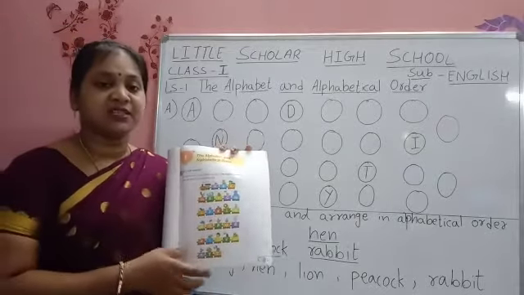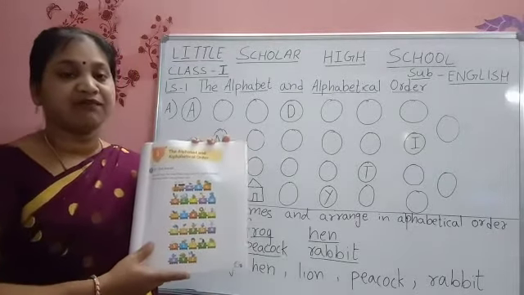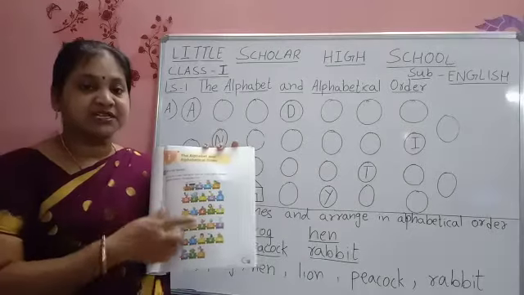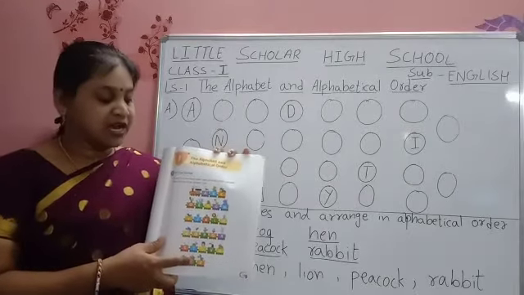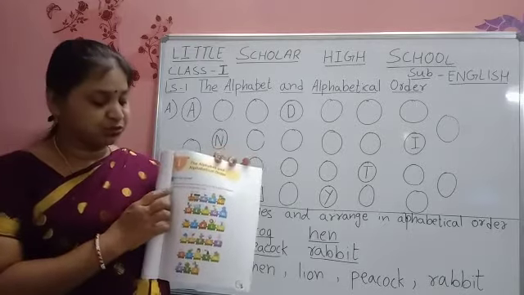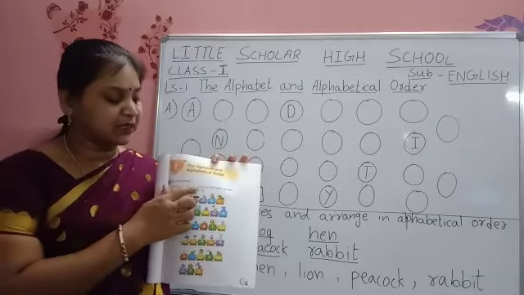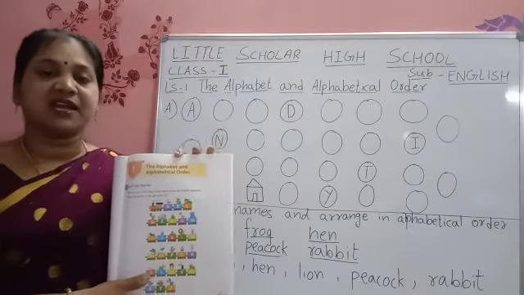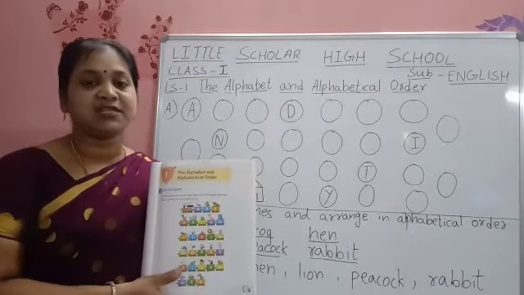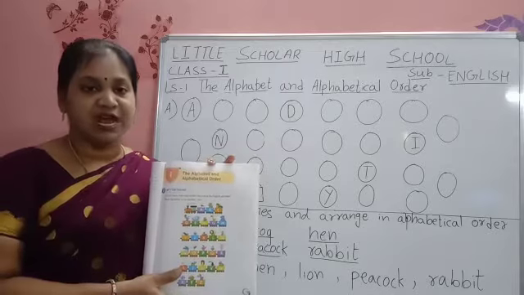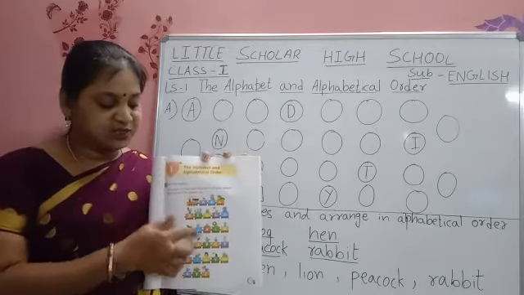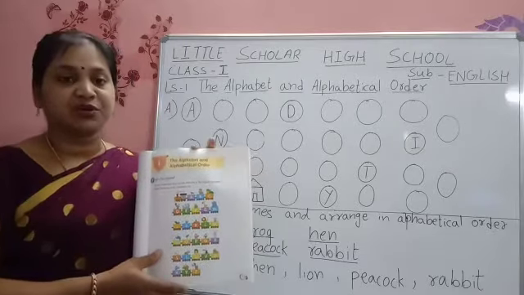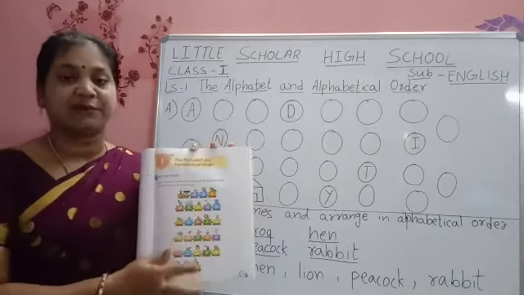What can you see in this, children? Yes, you can see alphabets written on a train. This is the alphabetical train. They are asking you a question: do you know how many letters there are in the English alphabet? Yes, 26 letters. And this is what is given here. They are asking you to read the letters on this alphabetical train.